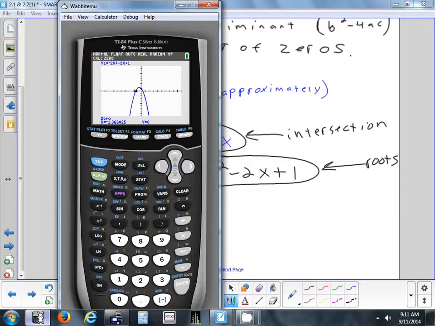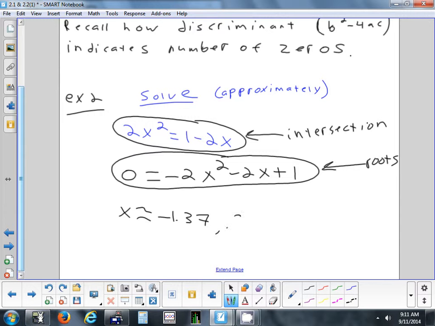Okay, and how about the other root? Anyone think they have the other one, Silvio? I got 0.36. 0.36? Yeah, 0.36. Okay, anybody else get 0.36? Okay. So those are the approximate roots to that equation. Any question on example 2?